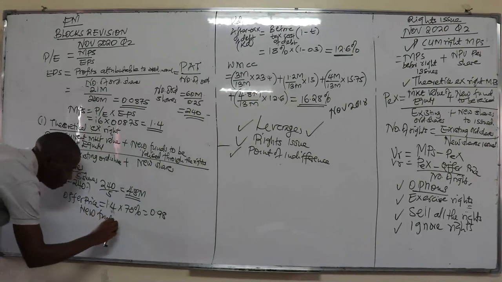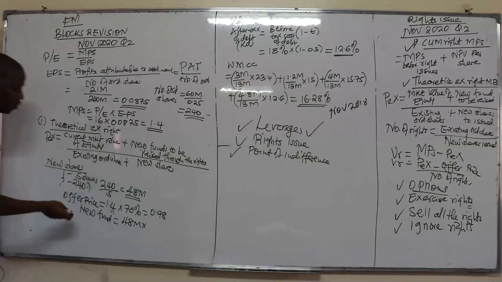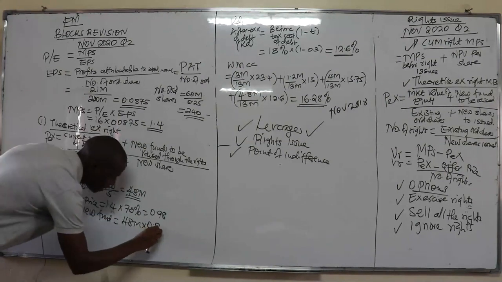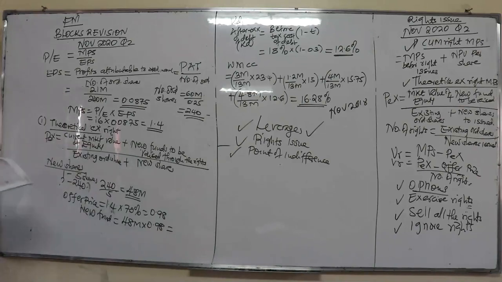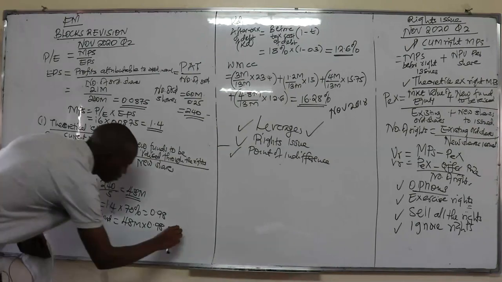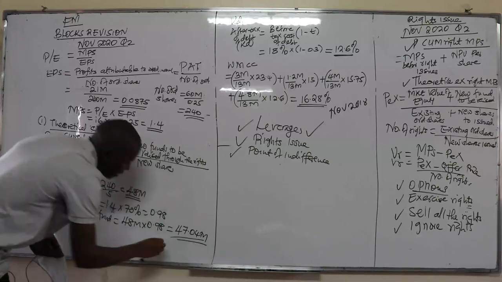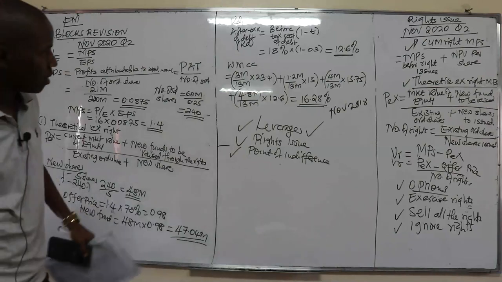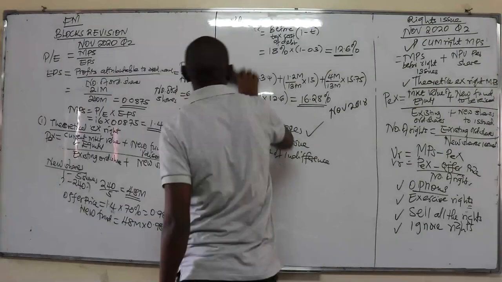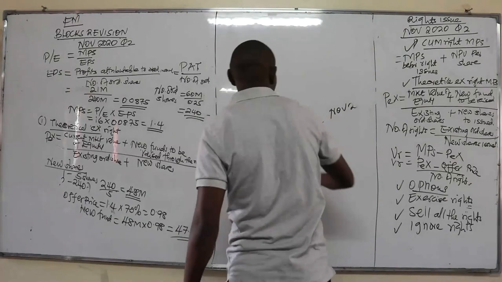So the new funds to be raised will just be 48 million, and they will issue them at 0.98, which in that case will give you how much? 48 multiplied by 0.98 is 47.04 million. That is now the amount that they will raise through the rights issue. So with that, we can now get the TERP.